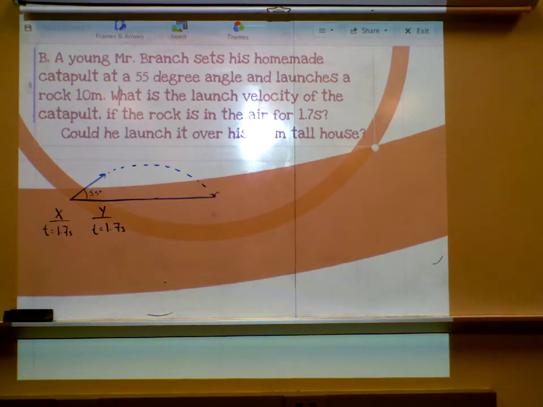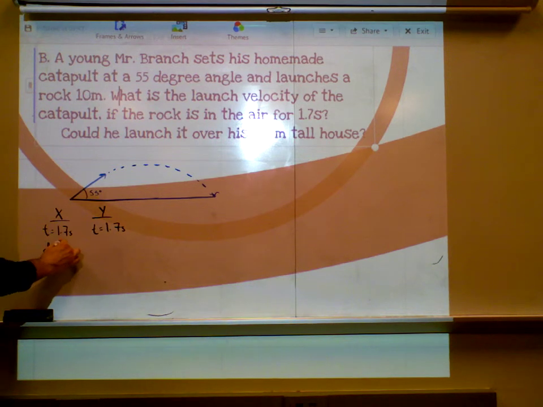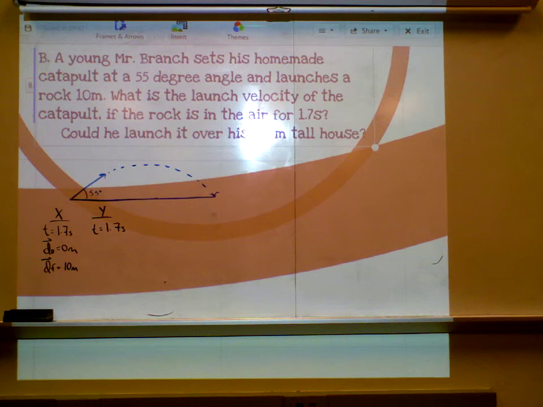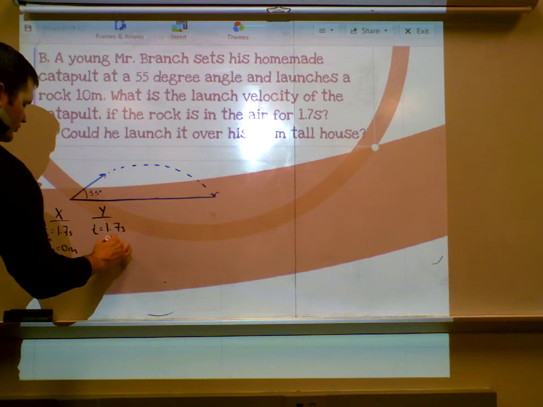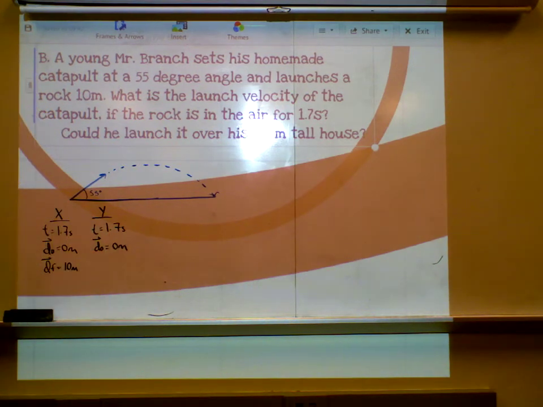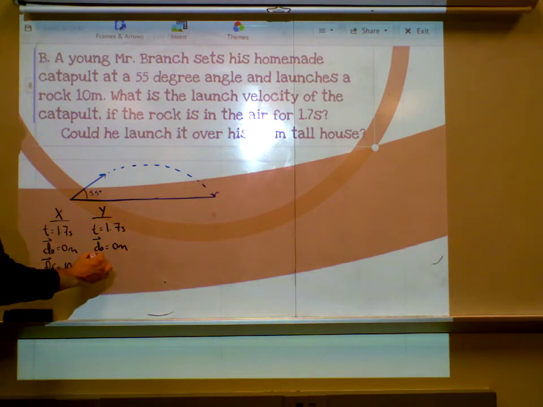The d naught for the X direction is 0. And the final was 10. What else do we know? D naught on the Y is 0. Is d final in the Y 0? No, the final is 0 because it ends on the ground, right?